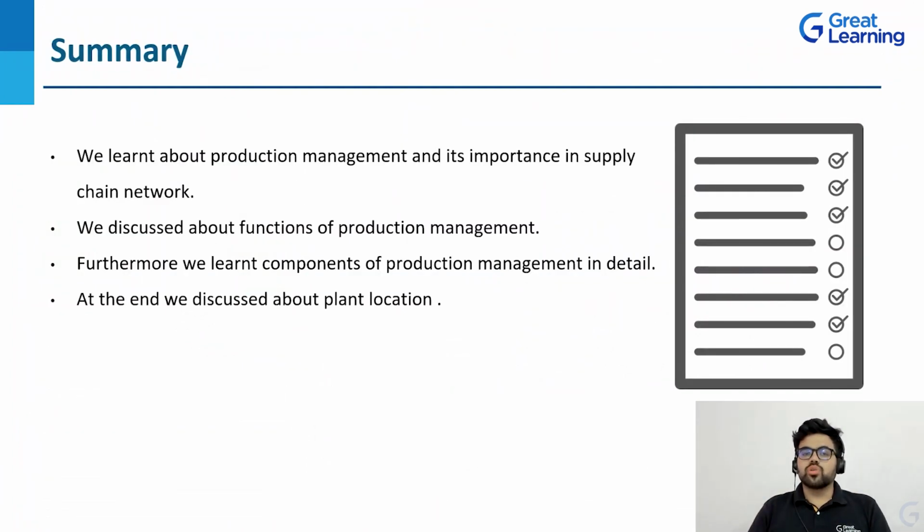Now we are at the end of the course. Let's look at what we have learned so far. So we learned about what is production management, what is the importance of production management in the supply chain network. Furthermore, we discussed the various functions of production management. Then we discussed the various components that are involved in production management, like aggregate planning, forecasting, assembly line balancing. So we looked at each of these aspects in greater depth and detail. Then at the end, we discussed the factors that are responsible if your business entity is looking for a plant location to be set up, what are the conditions that are required. We discussed that in greater depth.